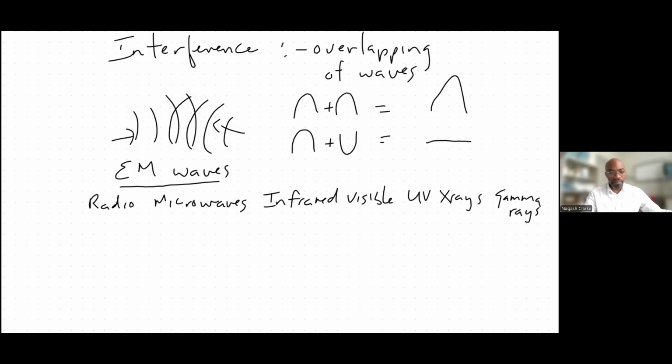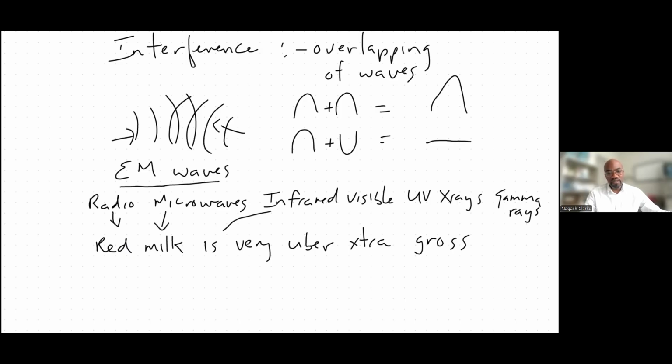There's a little silly thing I devised to help you remember. Red milk is very uber extra gross. So red: radio and microwaves; milk: microwaves; is: infrared; very: visible; uber: UV; extra: X-rays; gross: gamma rays.